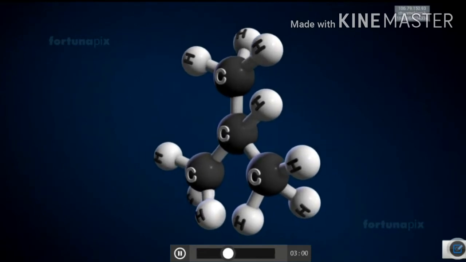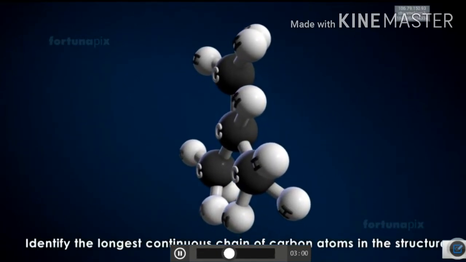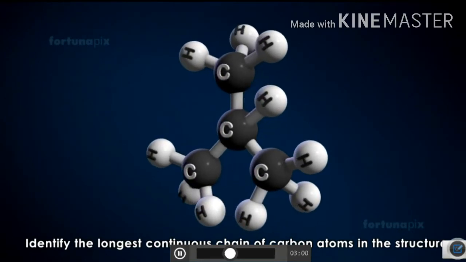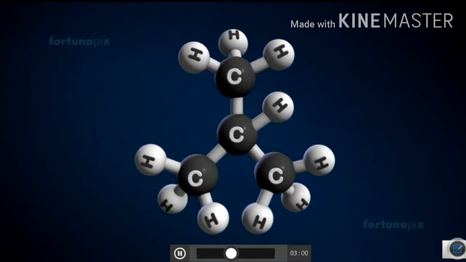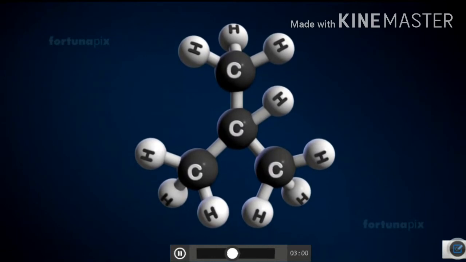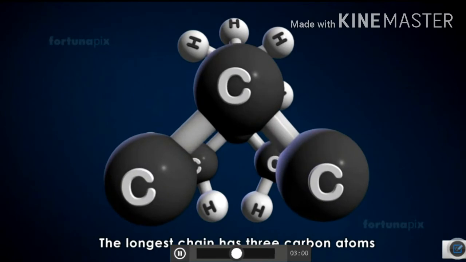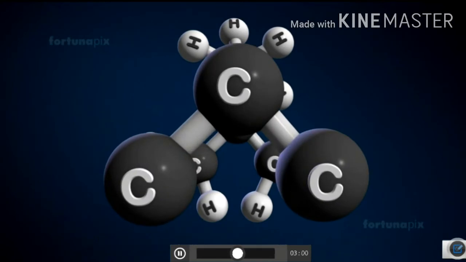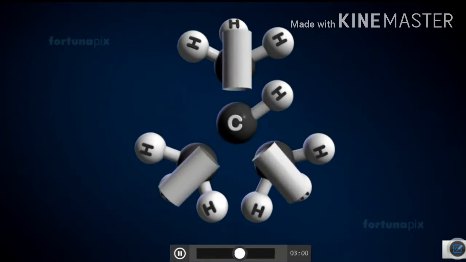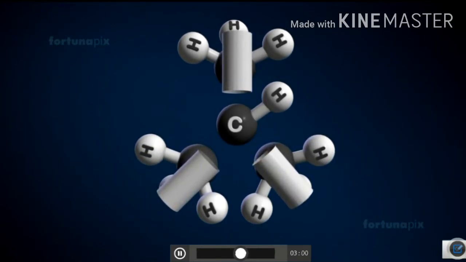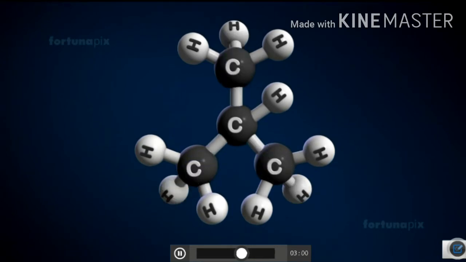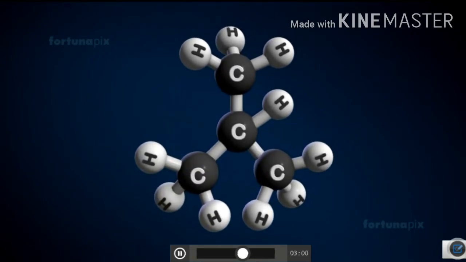Look at this simple example. Identify the longest continuous chain of carbon atoms in the structure. There are two possible ways to number the longest chain, from left to right and from right to left. In this example, in either instance, the longest chain has 3 carbon atoms. Therefore, the prefix will be prop. There are only single bonds between all the carbon atoms. Adding the suffix "ane" makes the name of the longest carbon chain, called propane.